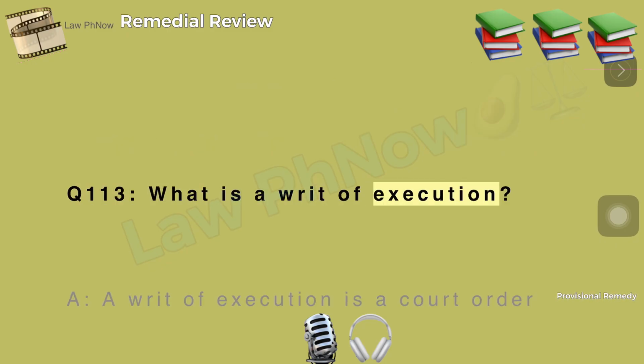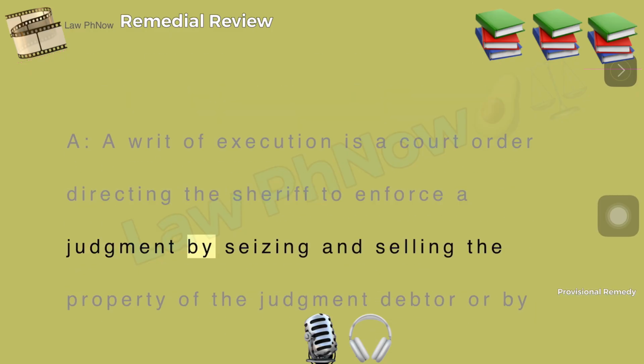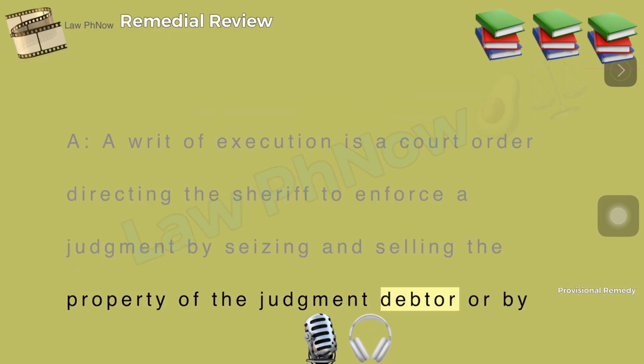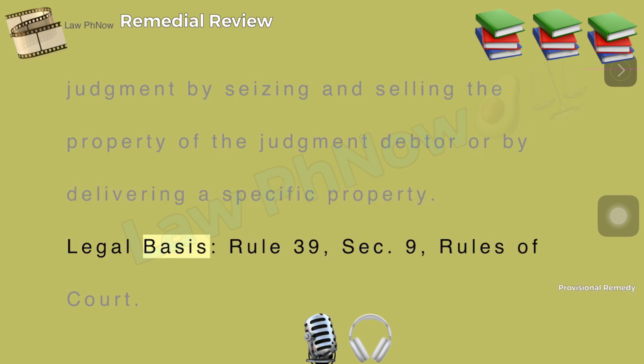Q113. What is a writ of execution? A. A writ of execution is a court order directing the sheriff to enforce a judgment by seizing and selling the property of the judgment debtor or by delivering a specific property. Legal basis, Rule 39, Section 9, Rules of Court.